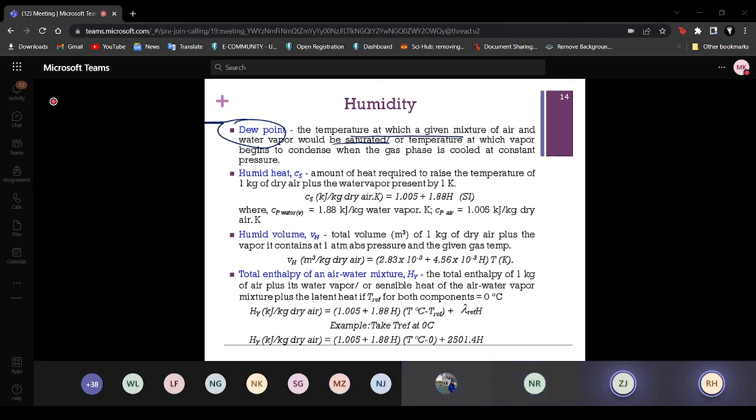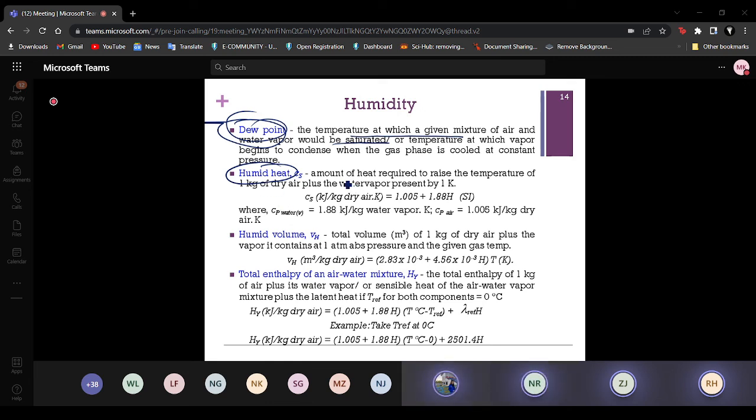So the temperature at which it becomes condensed, we call it dew point. Okay, and we can calculate the heat. The heat of dry air or air, we call it humid heat. In solid to liquid we call it heat capacity, but in air we call it humid heat.